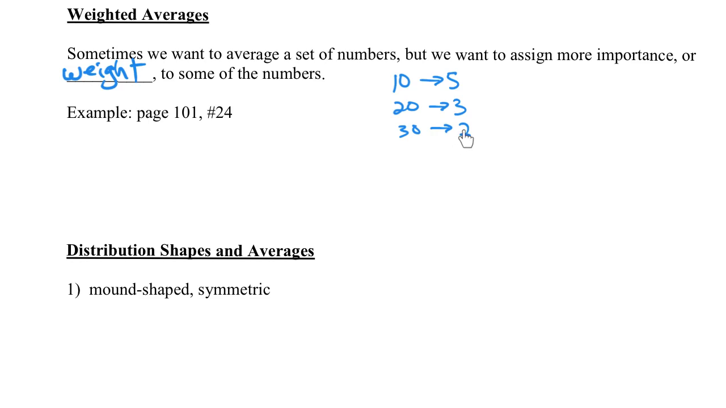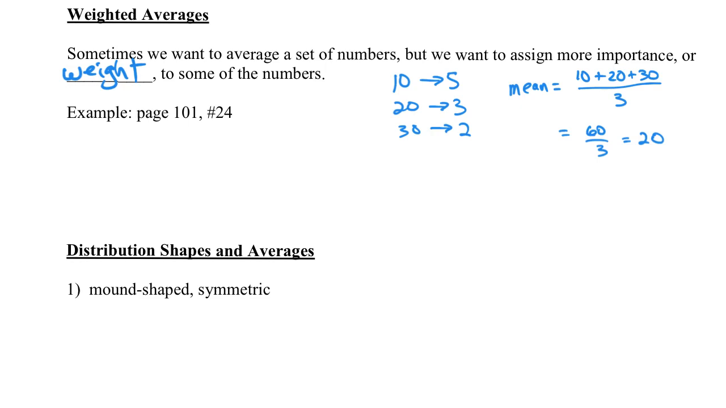So just to see, what if we just took the mean of these numbers? Let's say, forget about the weights, just take the mean of these numbers. They're not asking us to, I just want to show this so we can compare. So if I took the mean, it's 10 plus 20 plus 30, right? Add up the numbers and divide by how many there are. There's 3 of them. So that gives us 60 over 3, which gives us just a mean of 20.